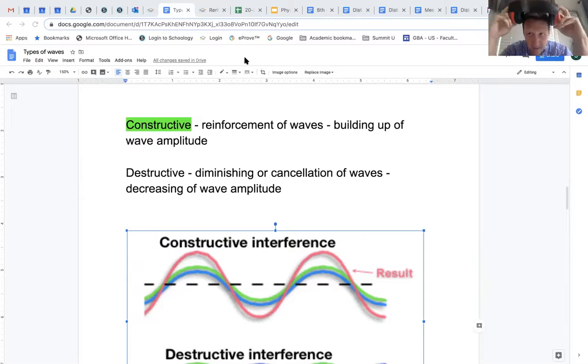Hint, hint. Hence, I have these funky 3M ear protective devices. Right? Building up those sound waves on top of each other actually makes the sound louder. It builds up the amplitude of that sound wave when you have two waves interfering at the same exact place.